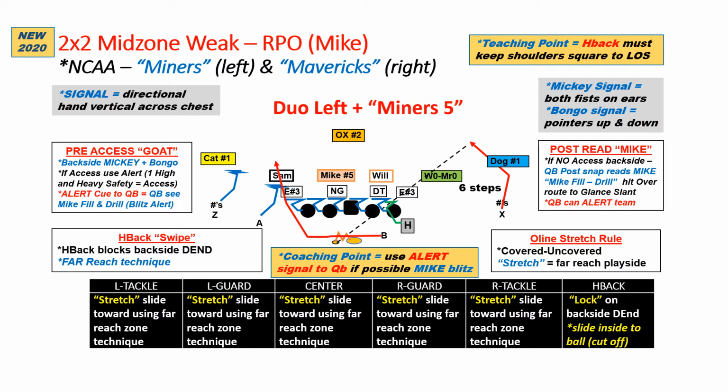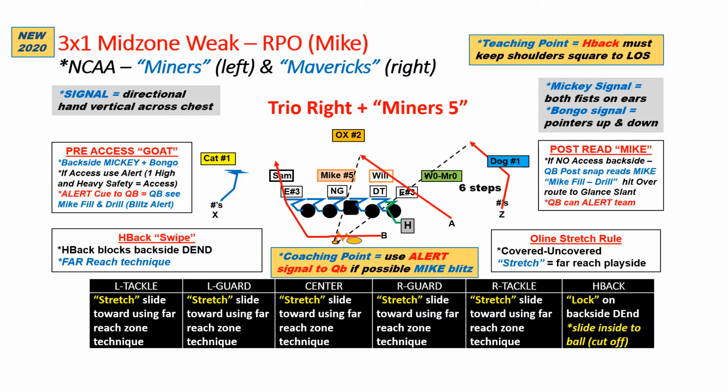Again, we've got to understand the full concept. We can run swipe mid-zone weak, away from the H-back. And again, the H-back is responsible for the backside defensive end. So we should simply do a cutoff or a J-path block here.